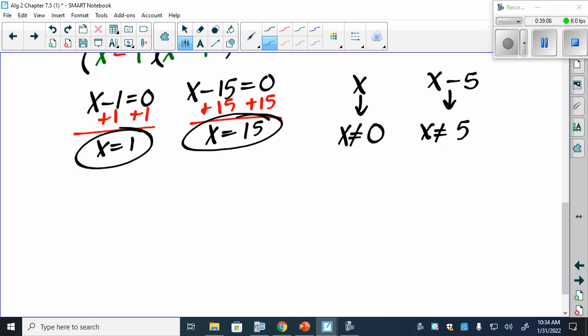What would happen if all the solutions that we got were our restrictions? Then it would be no solution. Because if all the solutions match up to our restrictions, then it is no solution. There's not a solution for that problem.